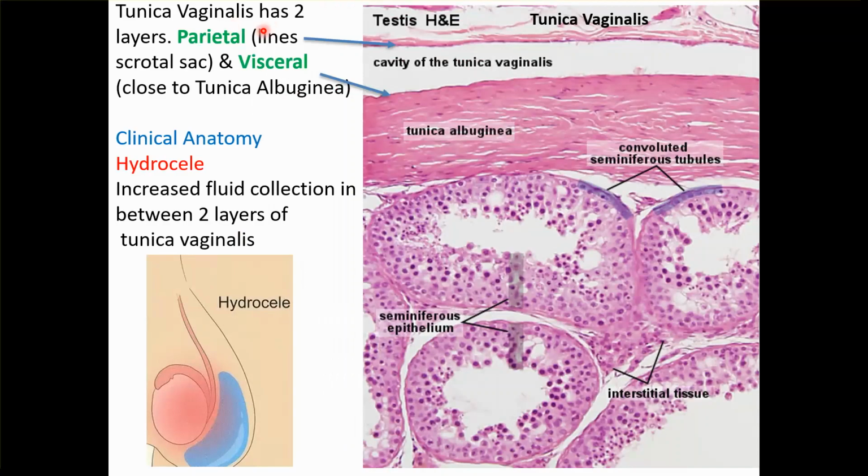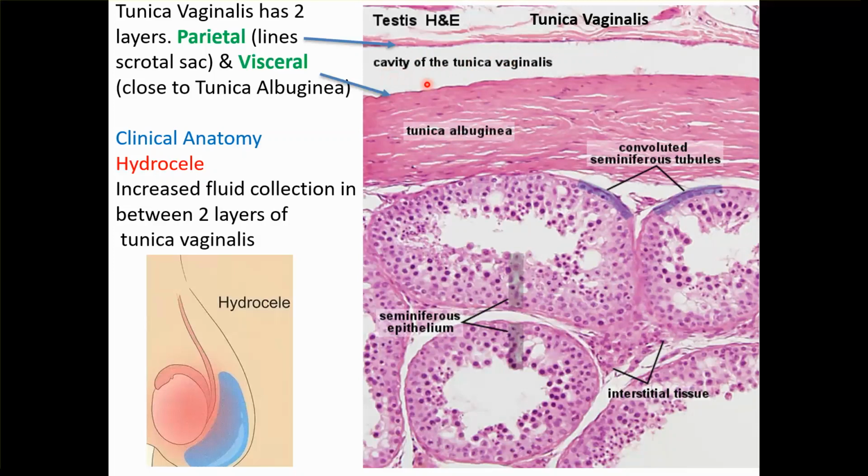Now the tunica vaginalis has 2 layers. These are called the parietal layer, which lines the scrotal sac, and the visceral layer, which is close to the tunica albuginea. In this diagram you can see the tunica vaginalis having the parietal layer, which is lining the scrotal sac, and then you have the visceral layer very close to the tunica albuginea, and between them is called the cavity of the tunica vaginalis. There is some amount of fluid being secreted over here normally.